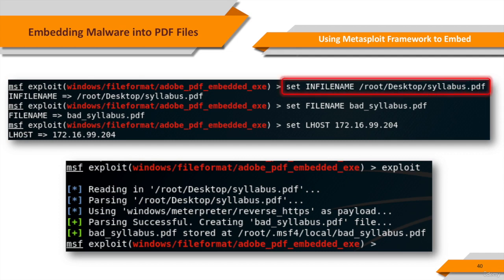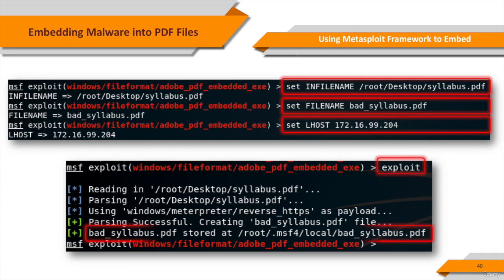The next step is to set the options. Set the template PDF file in file name. If you don't, Metasploit Framework will use its own template. Set the output PDF file name. If you don't, Metasploit Framework will name it as evil.pdf. Now set the options of the payload you choose. If you choose a reverse HTTPS Meterpreter payload like me, set the IP address of the listener, lhost. Set the listener port if you don't want to use the default one, lport. And when you're finished setting your options, you can use the exploit or run commands to generate the file.